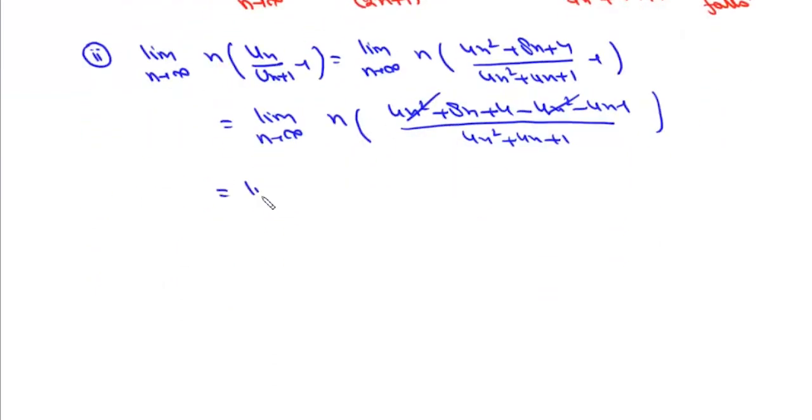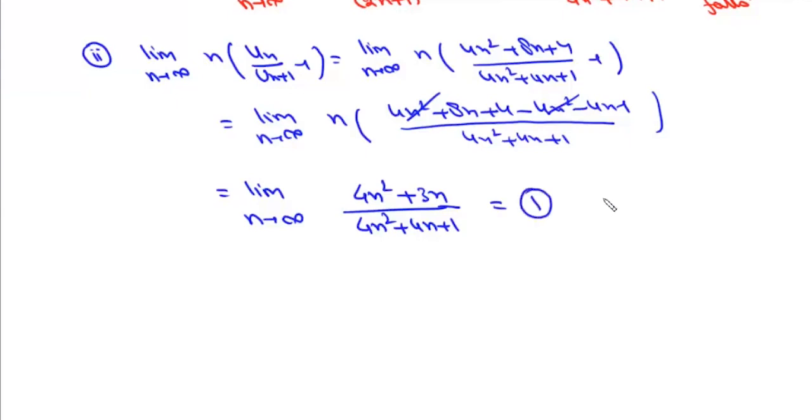We'll get this limit as n tends to infinity: (4n square plus 3n) upon (4n square plus 4n plus 1). Now here the degree in the numerator is 2 and in the denominator is also 2. So the value of this limit is 4 by 4, which is 1. That means this Raabe test also fails. So now we have to use De Morgan's and Bertrand's test.